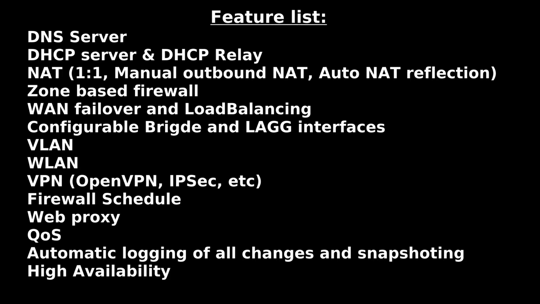Both firewall systems have a handful of features. DNS server, DHCP server and DHCP relay, NAT, one-to-one NAT, manual outbound NAT, automatic NAT reflection, interface or zone-based firewall, internet line failover and load balancing, bridge and LAG interface types, VLANs, wireless capabilities, VPN. Both systems include OpenVPN and IPsec by default, and both can be extended via third-party plugins. Firewall rules schedule, web proxies, QoS, ability to automatically log all the changes and revert back to any one of the earlier configurations, high availability, and much more.